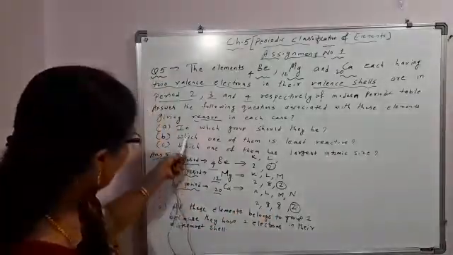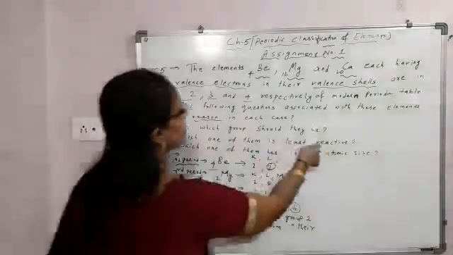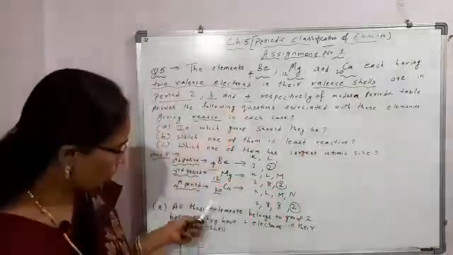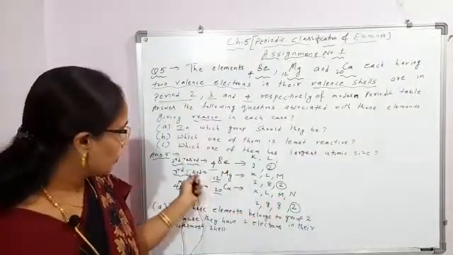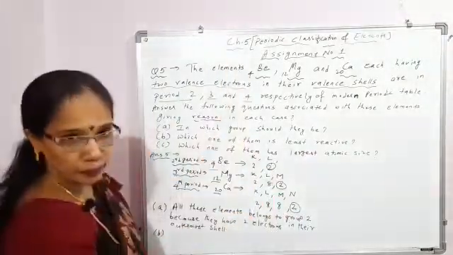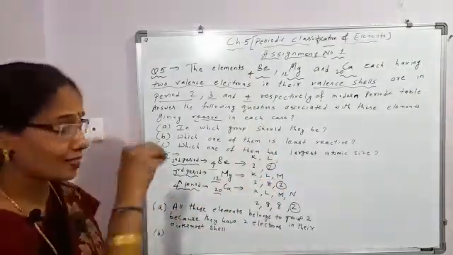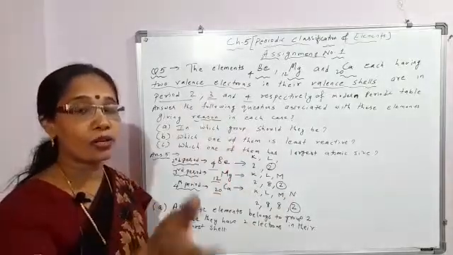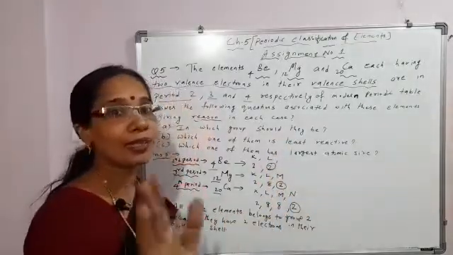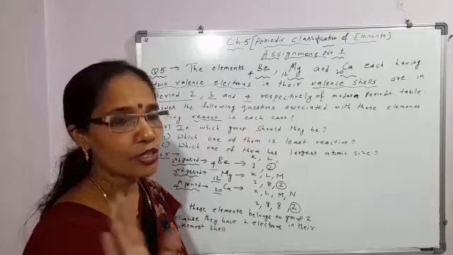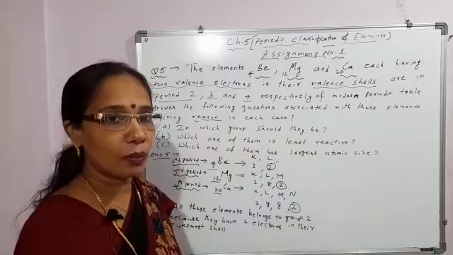Now, second part is B. Which one of them is least reactive? So all these elements, students, belong to group 2, means they are belonging to one group. To see the reactivity, you will see whether these elements will lose electron or gain electron or share electron. Outermost 2 electrons, so these elements will lose their electrons to attain the electronic configuration of nearest noble gas. Which will lose easily, they will be more reactive.